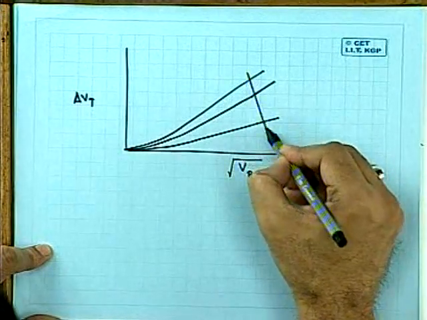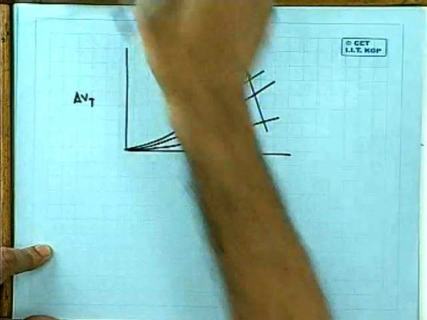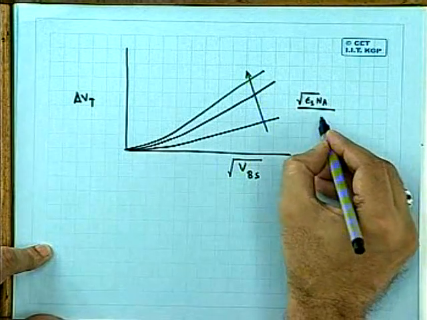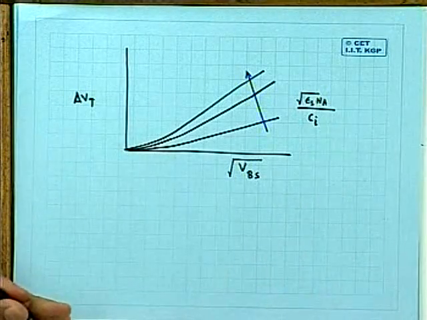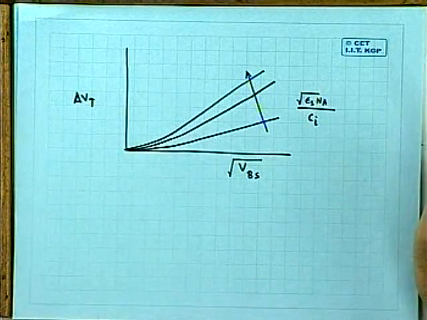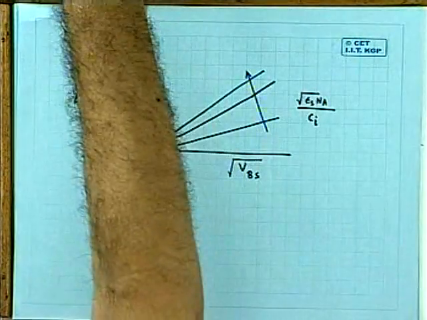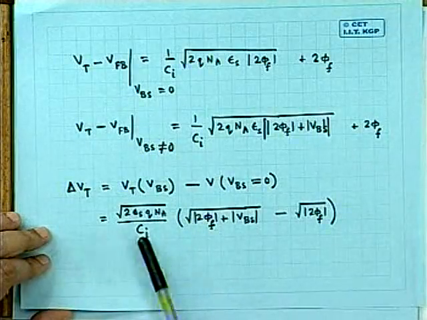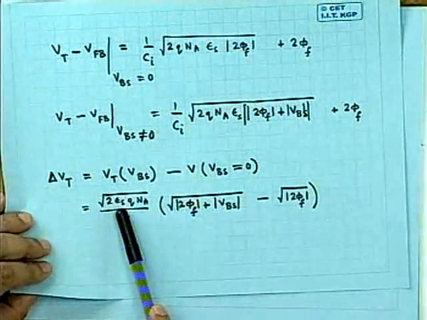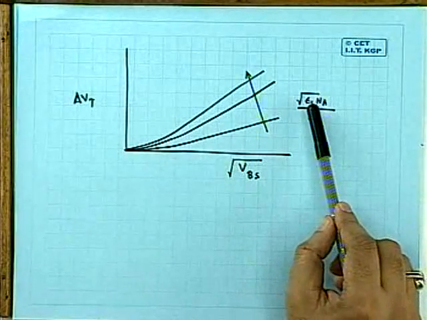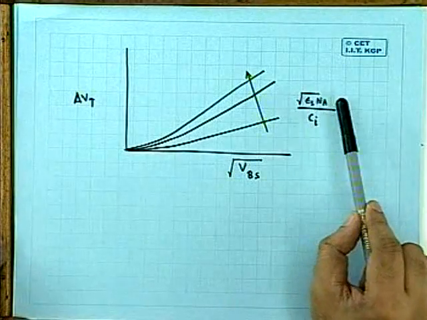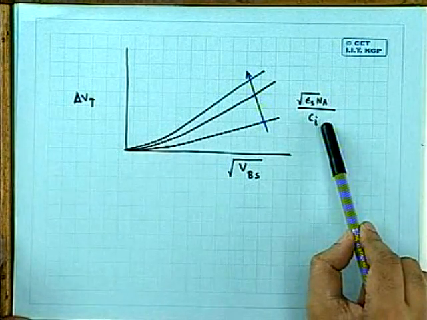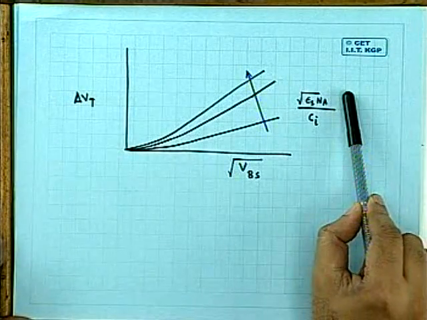And here, of course, the parameter which I varied is the square root of epsilon s Na divided by Ci. You just see the equation. The slope of this curve is this. The square root of Q Na by Ci is very important, because otherwise epsilon s is a constant, though you can vary it for different semiconductors, that is why I have given it. Otherwise, most important is Na, the doping concentration of the substrate, and Ci. Ci is equal to epsilon i by Di. So it is inversely proportional to Di, as Di goes up.